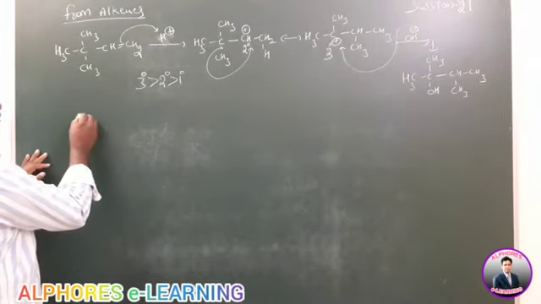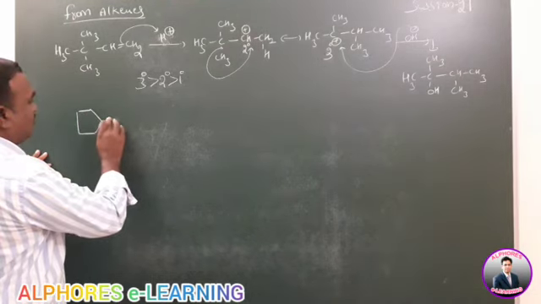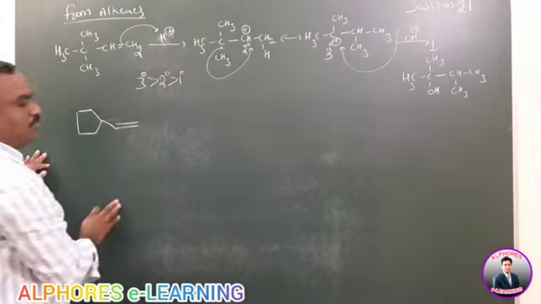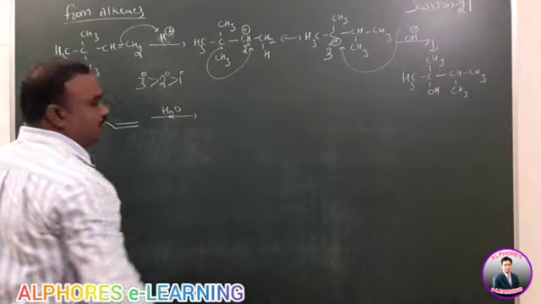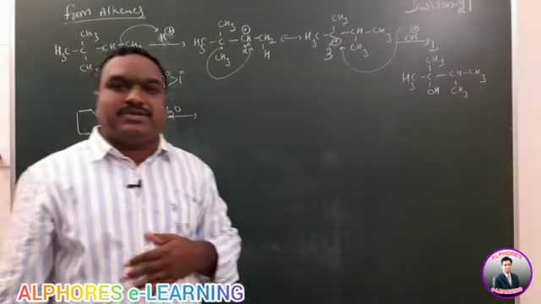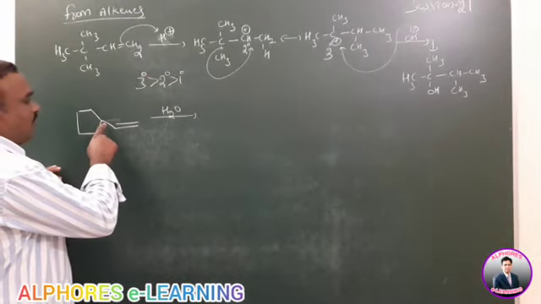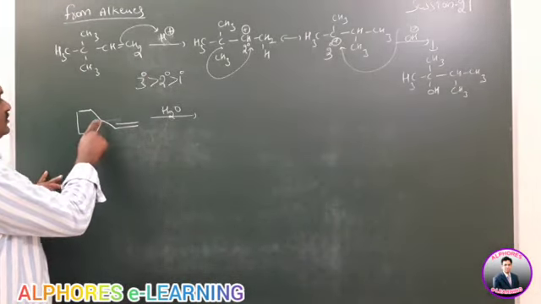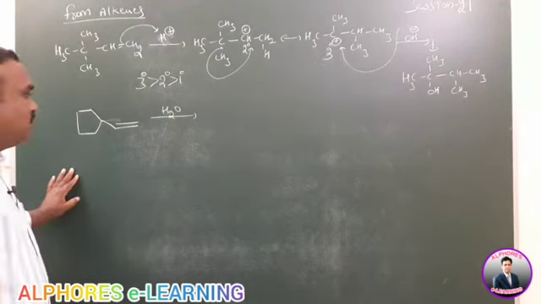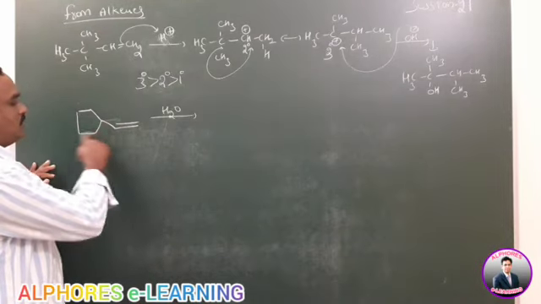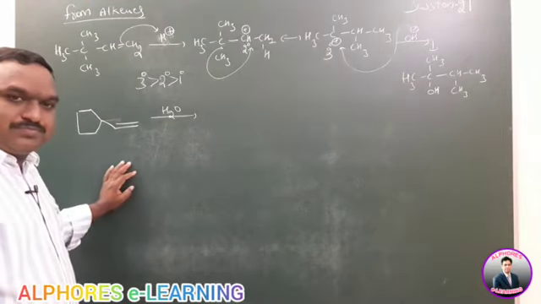Here, for example, a compound is given like this, which has a double bond. Again, addition of water. The first step is the electrophile attacking step, but how many carbons does the ring have? 5 carbons: 1, 2, 3, 4, 5. A 5-member ring is given, again having a double bond. The total compound carries 7 carbons here.